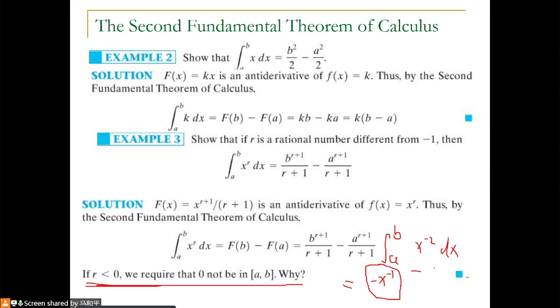Why? Because here the integrand is x to the power -2. If 0 is in [a, b], this fraction is unbounded on the interval [a, b], so it's not integrable. We know that if f(x) is continuous, then it's integrable. This is unbounded, so it is an improper integral. We will learn it later. Okay, so this is why we require that 0 not be in [a, b].